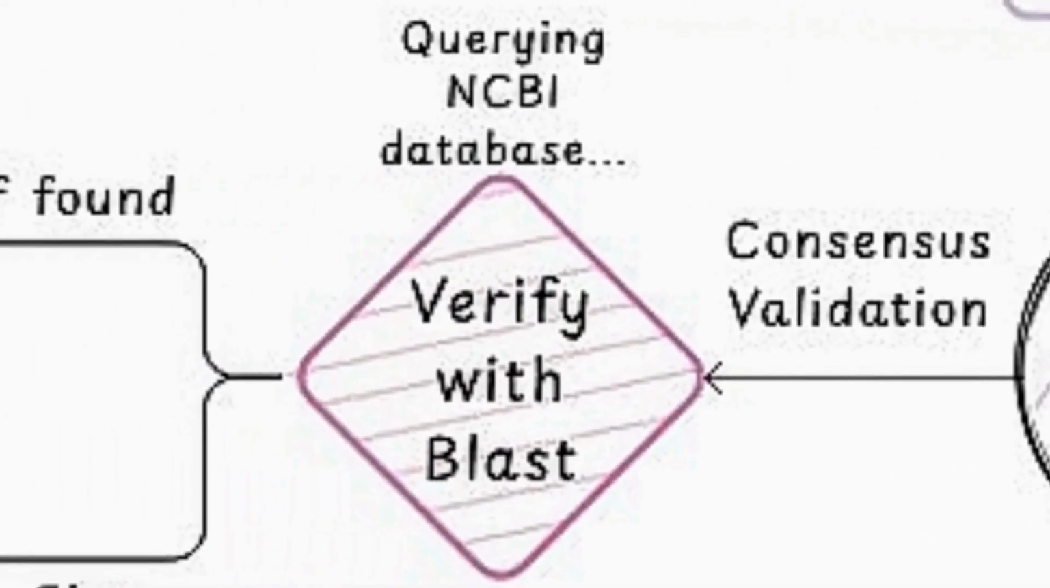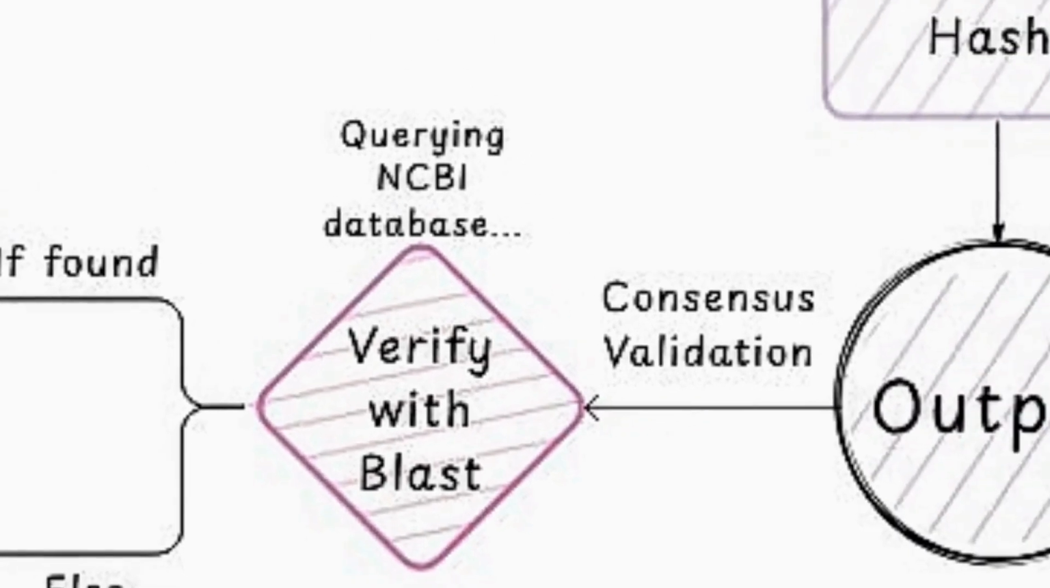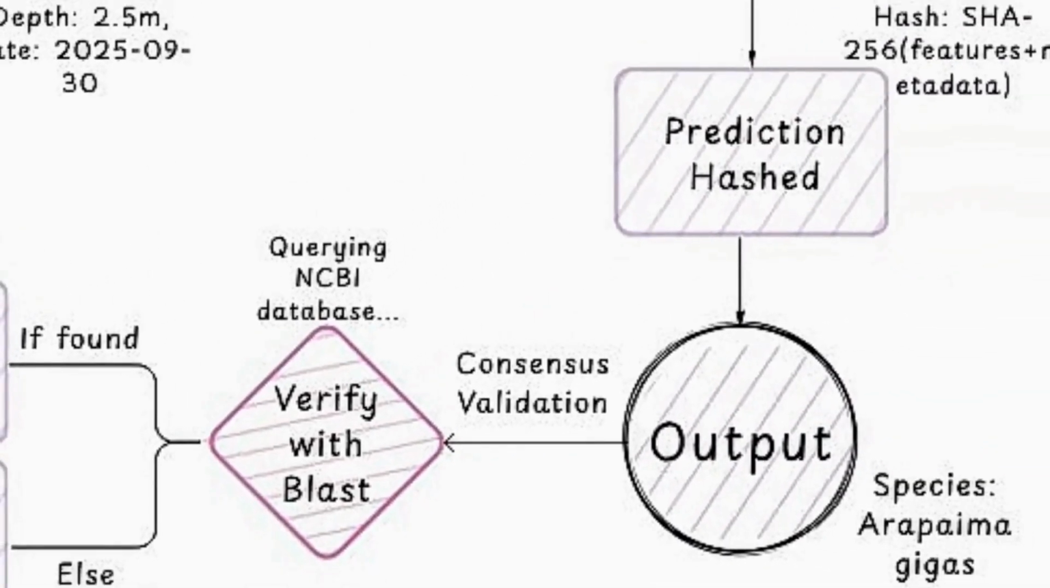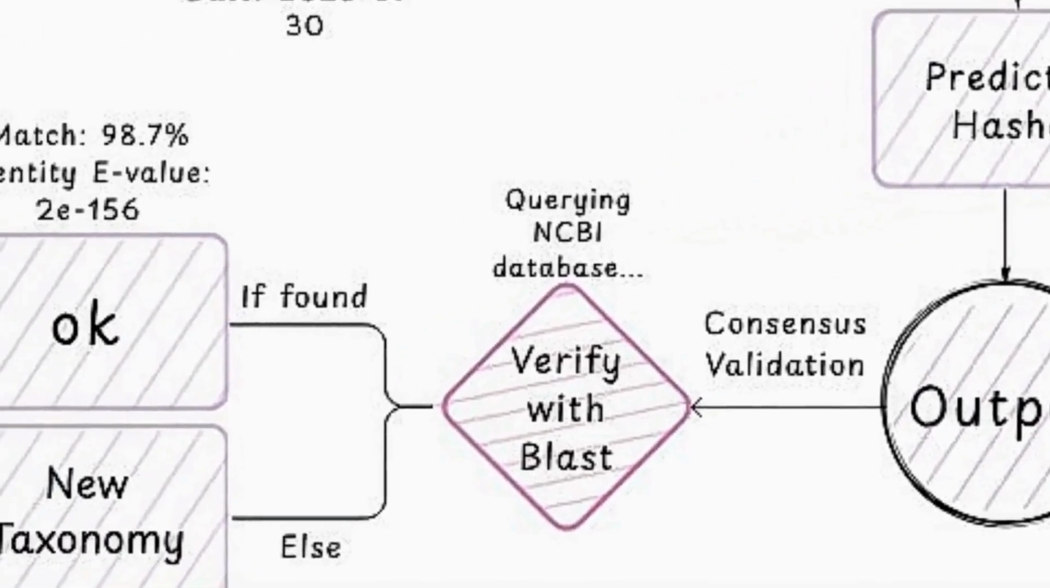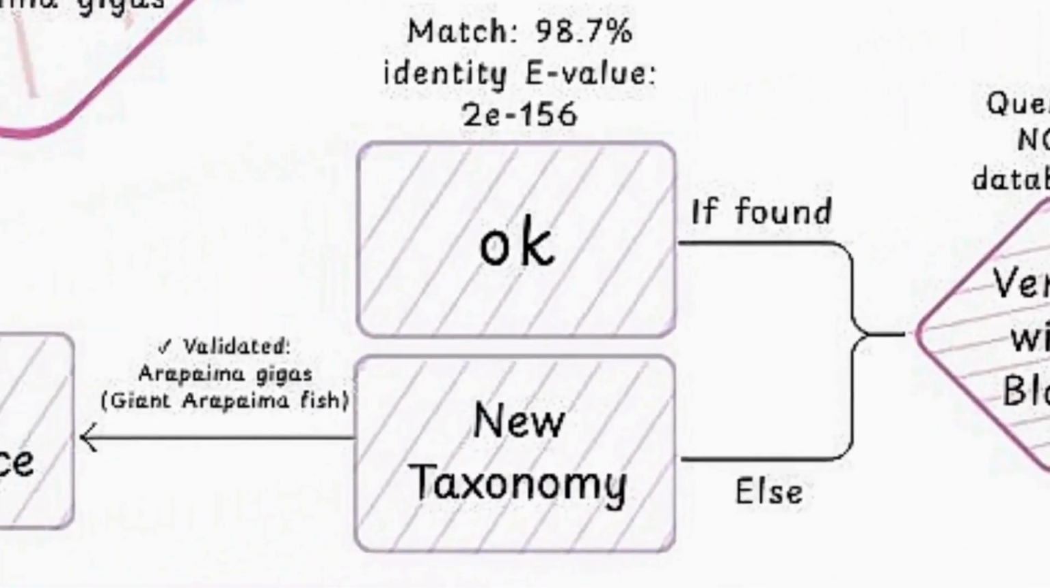The system queries the NCBI database through BLAST verification to cross-reference against millions of known sequences globally. This provides independent verification. Now comes the critical decision. If BLAST finds a strong match that is greater than 95% identity, the species is classified as known taxa, and conservation status is pulled from the IUCN Red List.